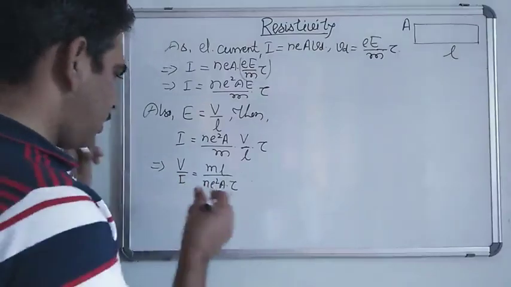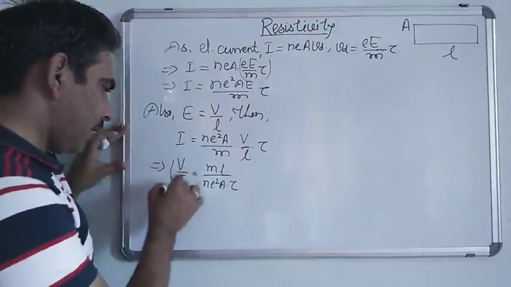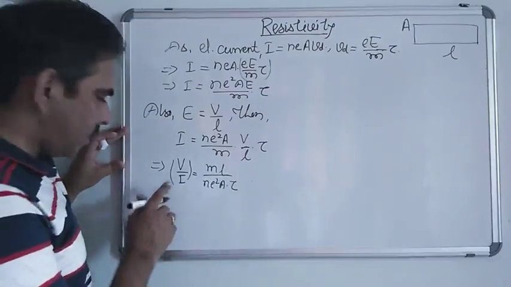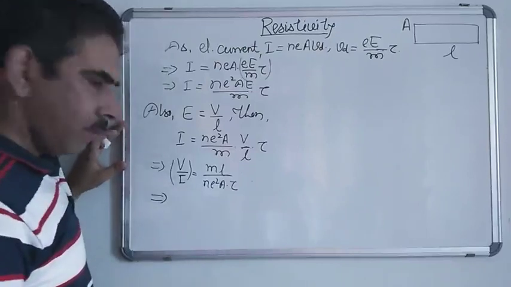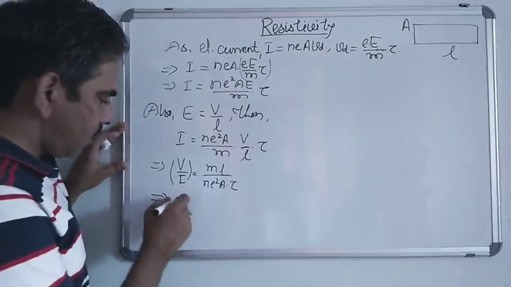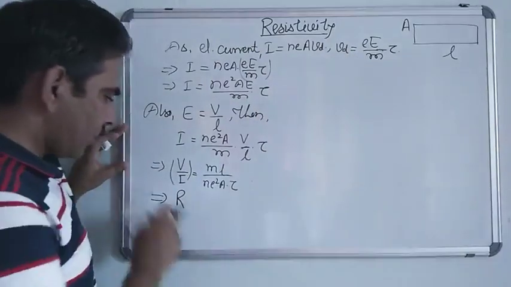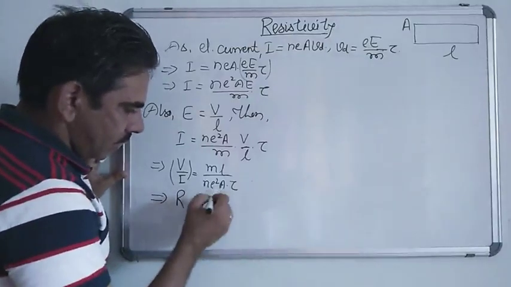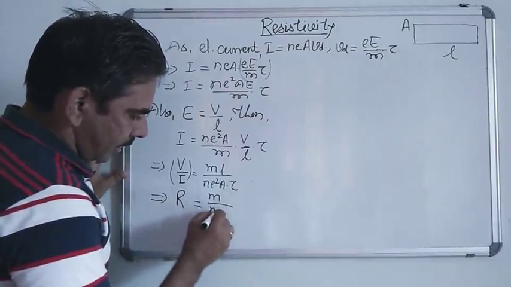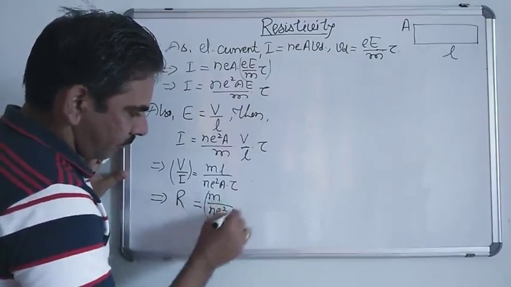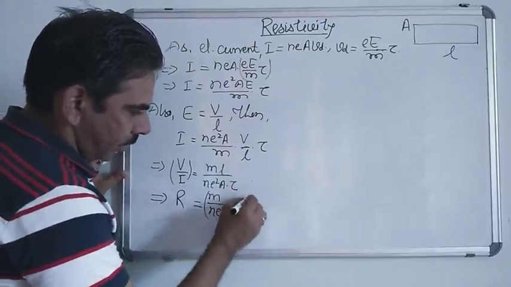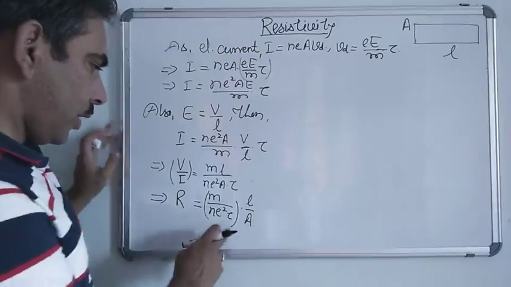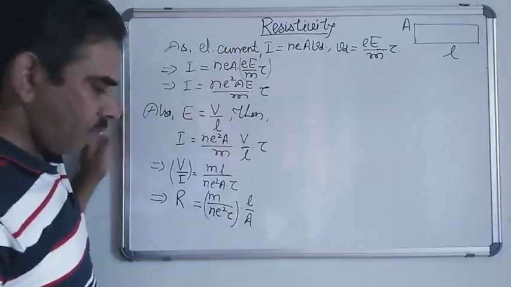So let us arrange this equation slightly. On the left hand side it is V upon I, which is nothing but, according to Ohm's law, the resistance. From the expression given by Ohm's law, the ratio of V to I is nothing but the resistance of this conductor. So we can set the value of V upon I as R here. On the right hand side, let us arrange it as M upon NE square into tau, separated from L upon A. So R is equal to M upon NE square tau into L upon A, right?